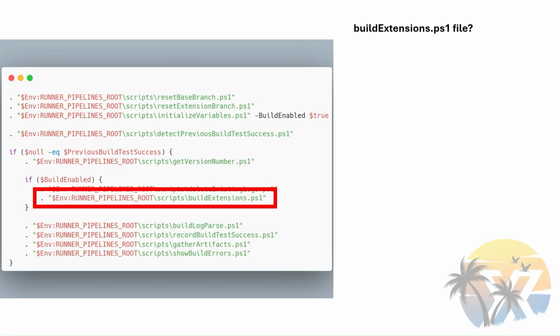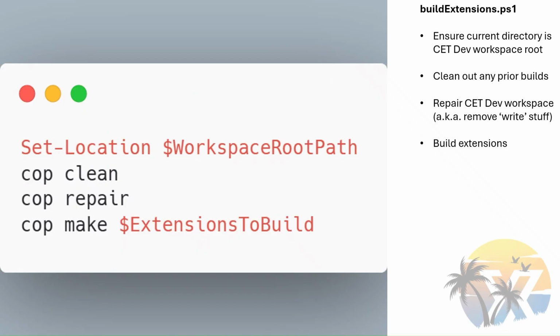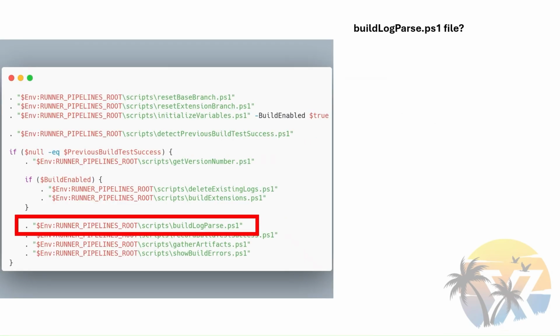What is this build extensions.ps1 file doing? If we look into it, this is it. It's making sure we're within the CET developer workspace, and then it's cleaning any prior builds, repairing the CET dev workspace, and building the extensions. That's it. Let's look at a more complicated one though then.